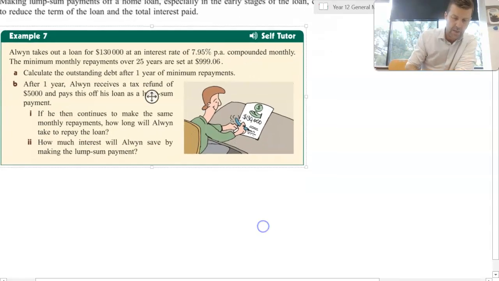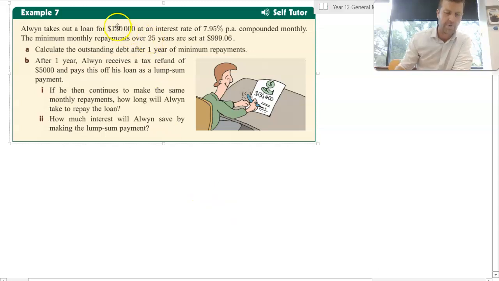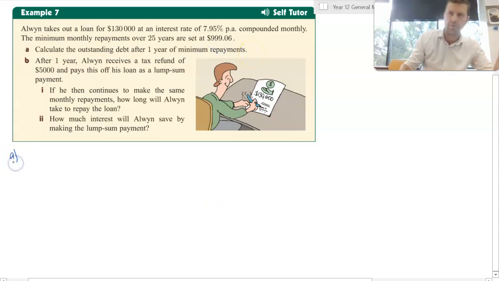So let's jump straight into the example where Alwyn takes out a loan for $130,000 at an interest rate of 7.95% with interest being compounded monthly. It tells us that the minimum monthly repayments over 25 years are set at $999.06. Question A, calculate the outstanding debt after 1 year of the minimum repayment. So obviously after 1 year of making the minimum repayments of $999.06, you're not going to pay off the entire $130,000 loan. So how much would you still owe on that loan after 1 year?